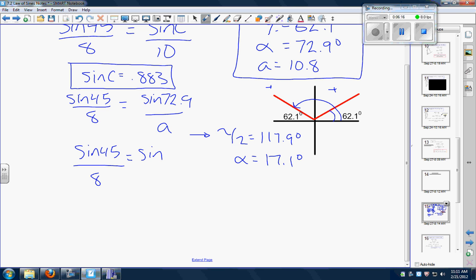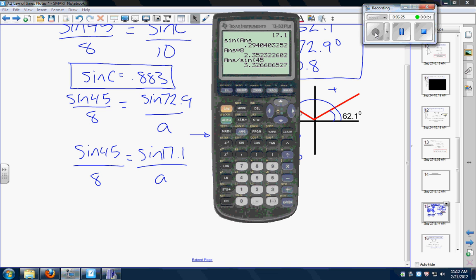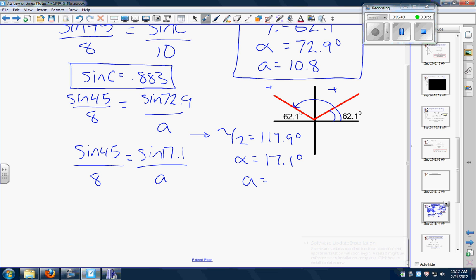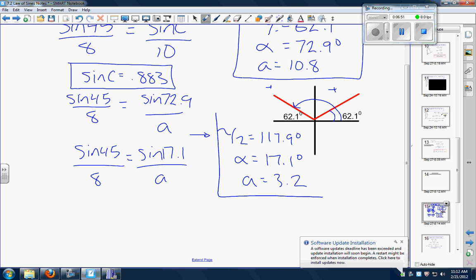So I'm going to stick with what was given, sine of 45 over 8. I'm going to now use this new 17.1 and find what side a is going to be with these measurements. Doing that, I find side a comes out to 3.3. You may want to do these in your calculator just to make sure you can get the same numbers I'm getting, and that makes sense. If angle A goes down from the old 72 to 17, side a should go down from 10.8 down to 3.3. The way you'd give me these is you'd box up each little triangle separately.